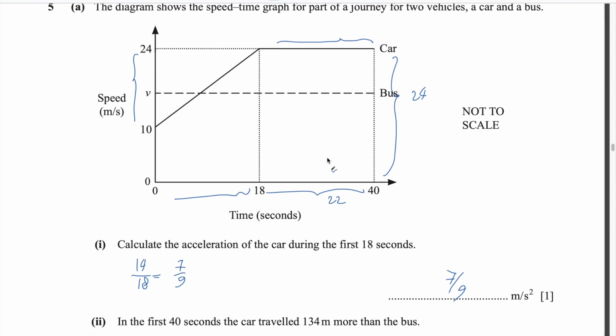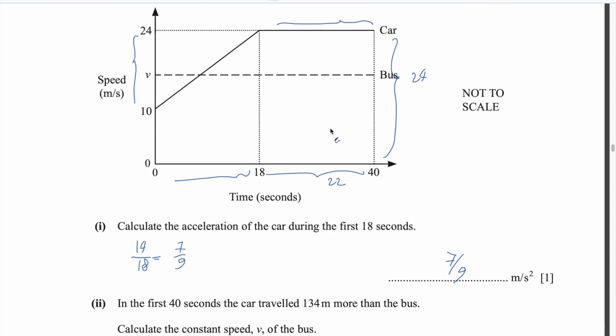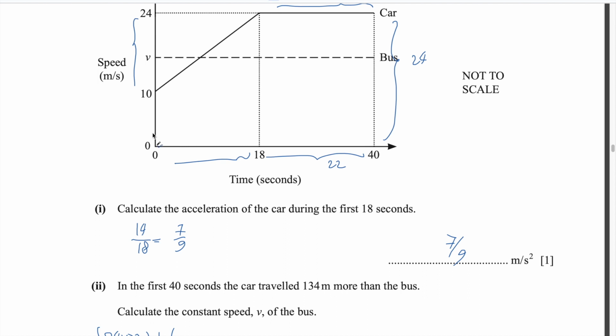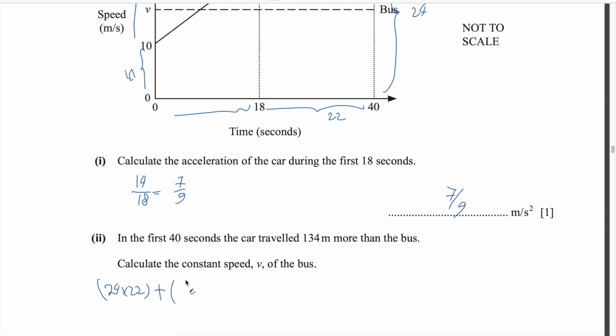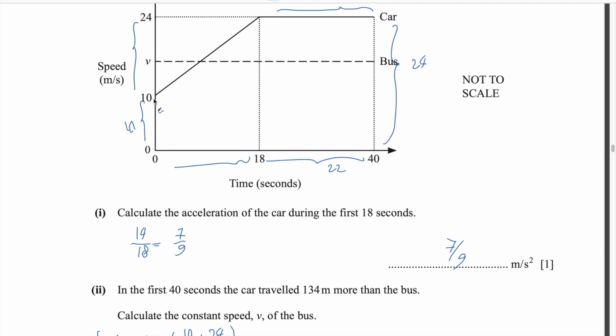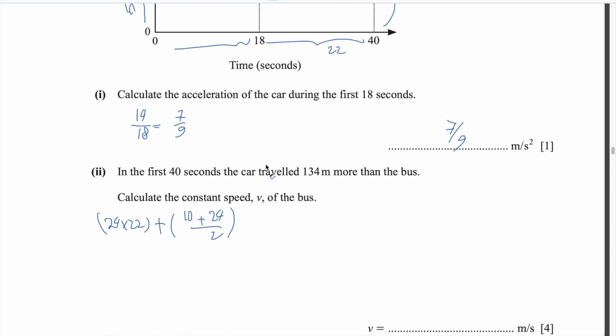And for this trapezium, this side is 10, this side is 24, and the height would be 18. So 10 plus 24 divided by 2, the sum of the parallel bases, multiplied by the height. Height is the distance between the two parallel bases. So 0 to 18, which is multiplied by 18.